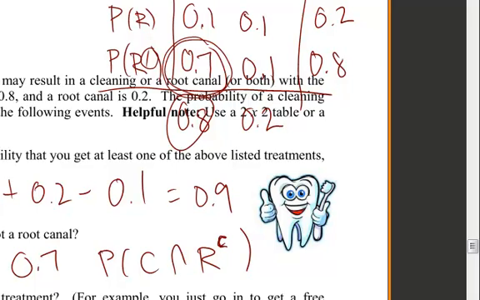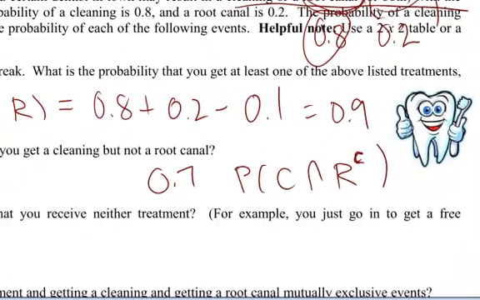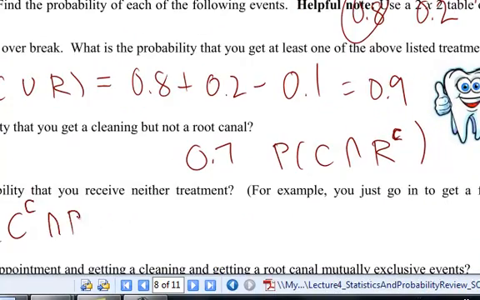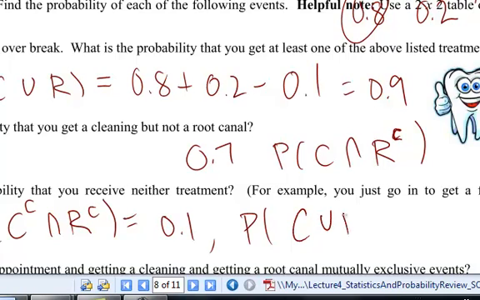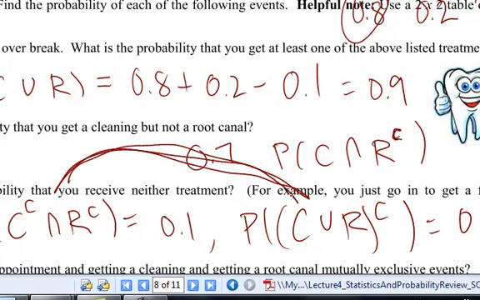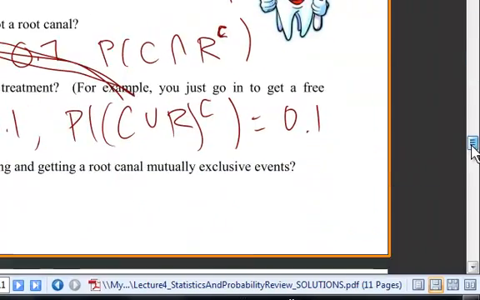What's the probability you receive neither? So there you are right here. That's the probability of a root canal not and cleaning not, which is 0.1, or that's the probability of a cleaning or root canal, complemented, which is also 0.1. Either way, by De Morgan's law, these are the same expression.